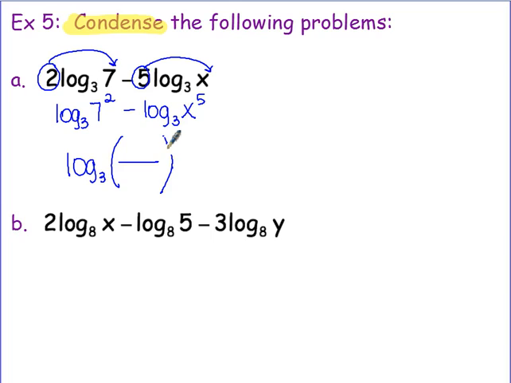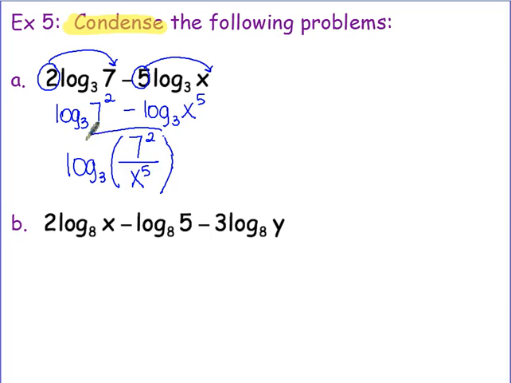Anything positive goes on the top. Anything negative goes on the bottom. Is this log positive or negative? Well, it's positive, so 7 squared goes on top. Is this log positive or negative? It's negative. X to the 5th goes on bottom. And that is your final answer.